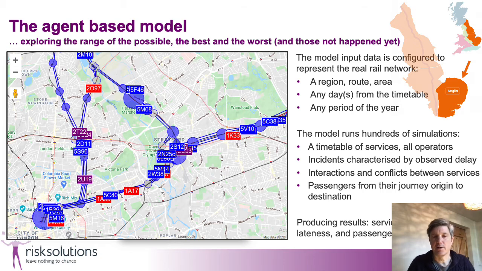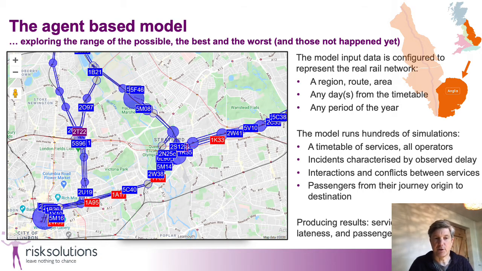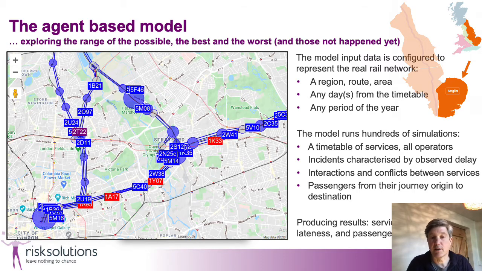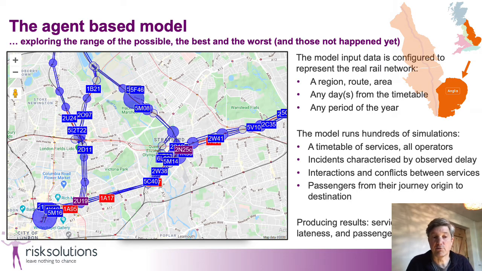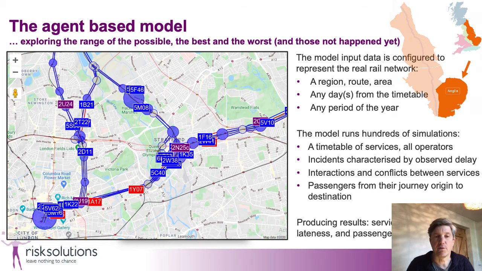It's a system-wide approach. This particular screenshot example is slowed down significantly so you can see trains moving around. Red trains are the trains with reactionary delay. Purple trains are at station stops. Blue trains are on the move. So with these trains, Savi introduces incidents characterized by historic delay data. And then it's the interactions and conflicts between the services that then cascade through reactionary delay.